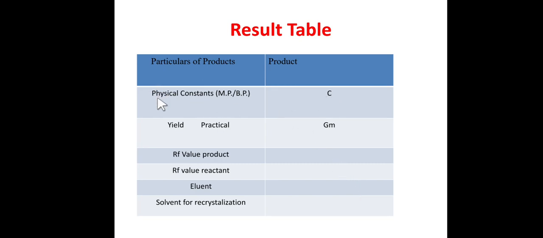The first point is physical constant. We need to write down whether it is a melting point or boiling point. As it is solid, we will write down the melting point in degrees Celsius. Then yield, that is practical yield in grams. Then two important factors: the Rf value of the reactant, that is benzil, and the Rf value of the product, that is benzilic acid. The eluent, meaning the solvent system in which you took the TLC, will be mentioned over here, and finally the solvent used for recrystallization, that is hot water. This is how you are going to submit the results and perform this experiment of benzil to benzilic acid rearrangement.